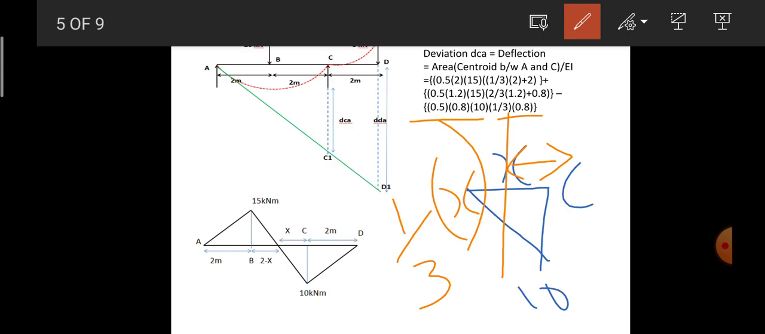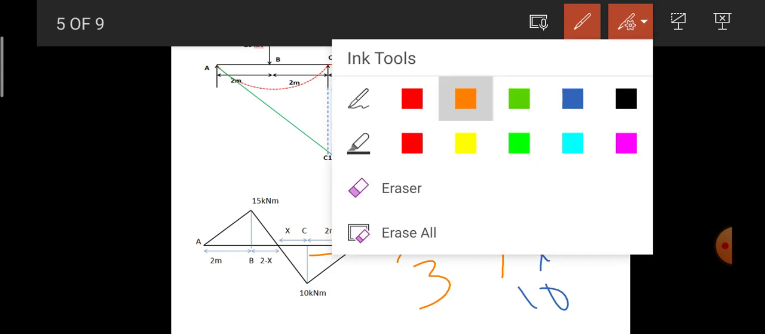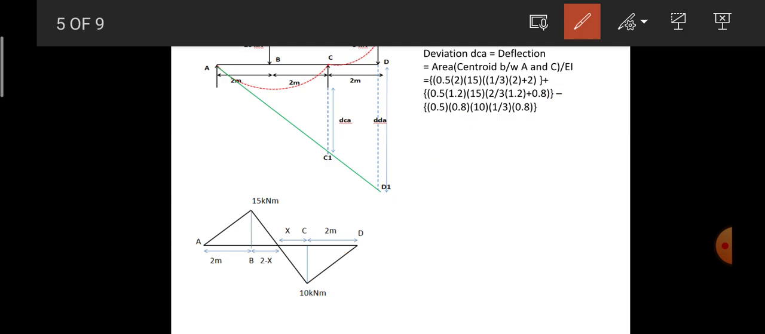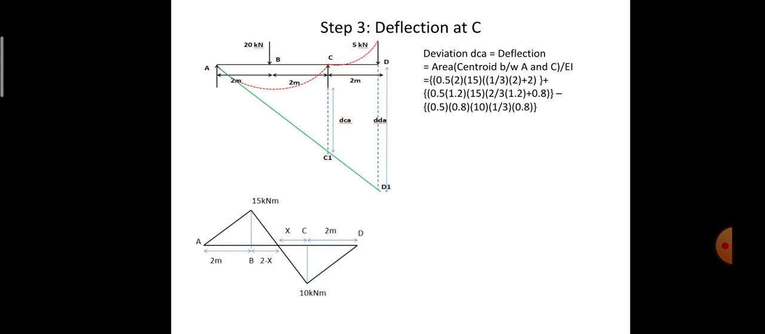X is 0.8. Since here it is the negative variation of the moment, I have taken the negative sign convention over here. So this is all about the calculation part of the deviation at point C. If I simplify all the things, I'll get the value as 53.33 divided by EI. So this is the calculation of deflection at point C.